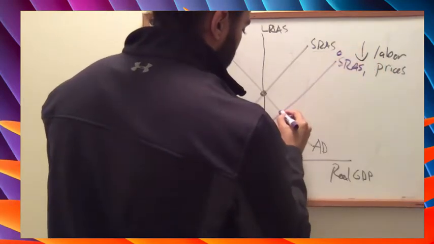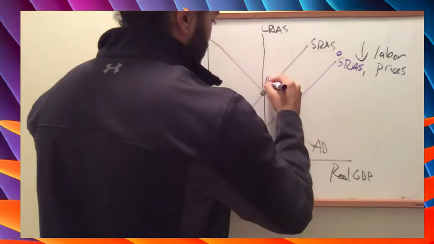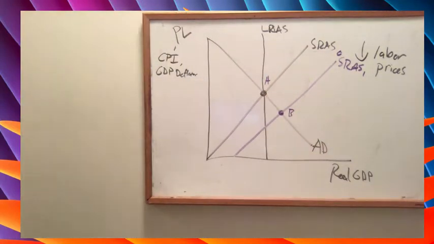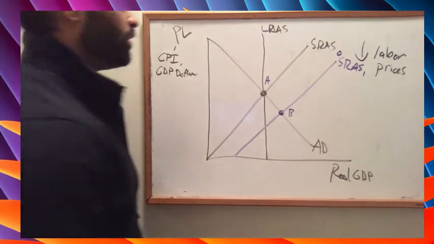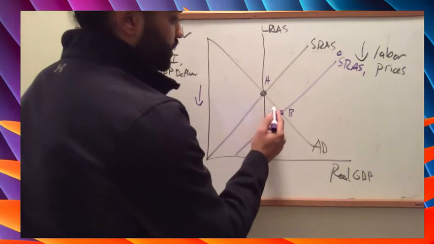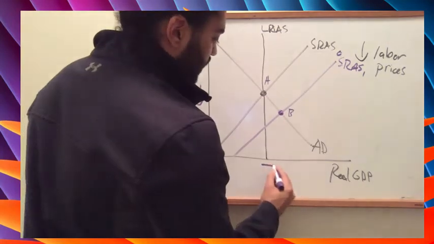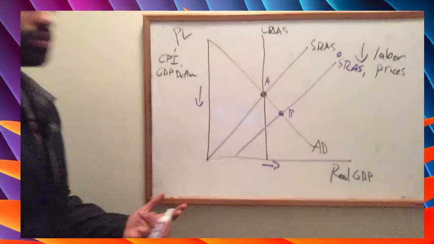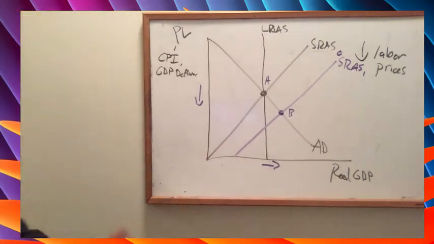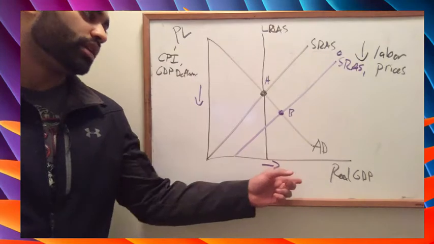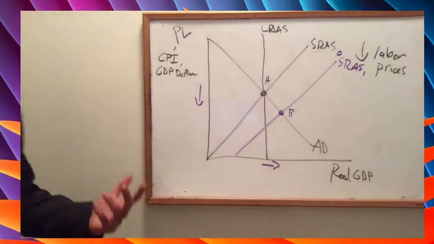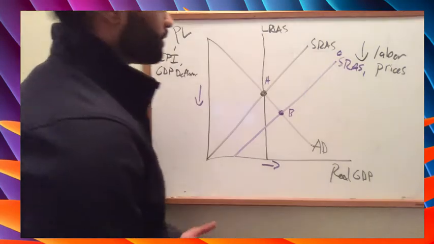Now, this new point, this purple point, so we'll call this A, this is B. This is our new short-run equilibrium. Now, we notice that price levels decrease, and we notice that output increases. So those are two things you're going to need to know, and also unemployment. So in your head, just think of what's going to happen to unemployment. If we see an increase in real GDP, we know that unemployment is going to go down because more people are working, more people are hired, and so forth.